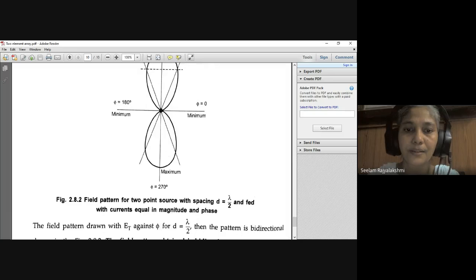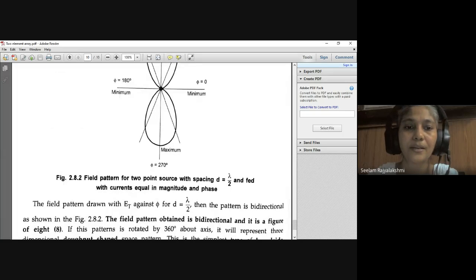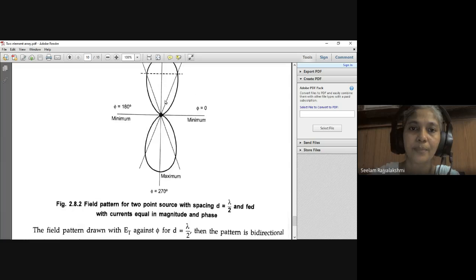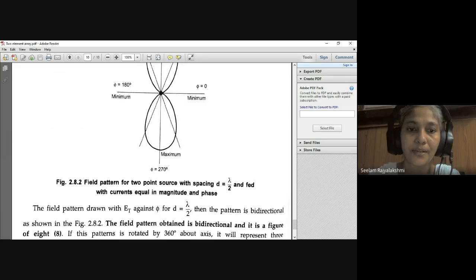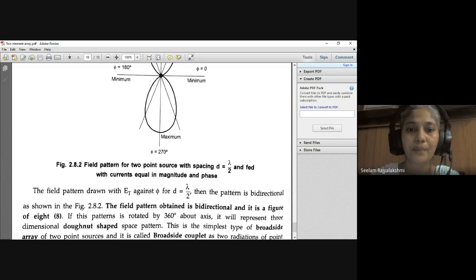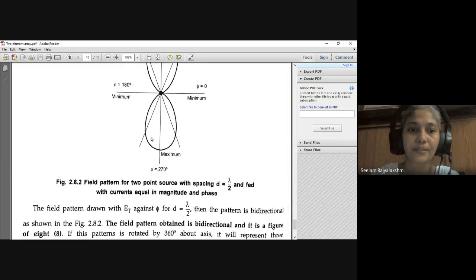Here we have the field pattern, which is drawn as E_T against phi for the spacing d equals lambda by 2. The pattern is bidirectional, as we have already obtained when we plot E_T against phi with spacing d equals lambda by 2, and the field pattern obtained is bidirectional, a figure of 8. It is clearly observed that this is a figure of 8.